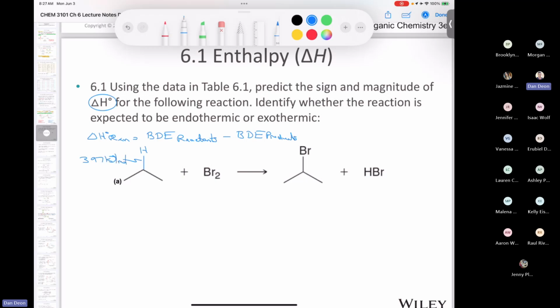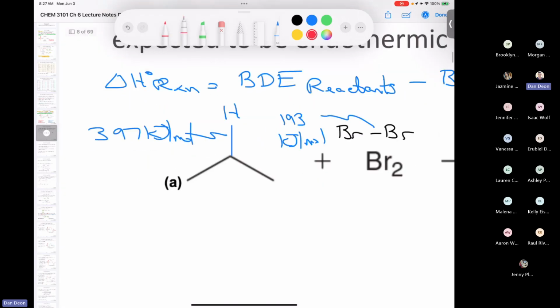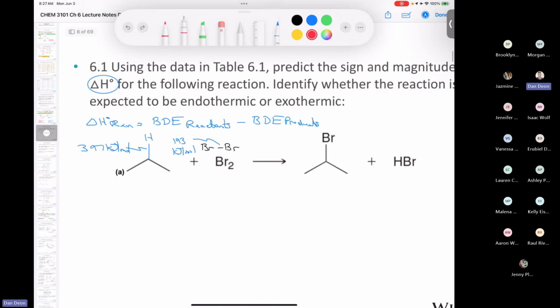And the other bond that's going to be broken is the bond between our 2 bromines, the bromine bond. And I looked that one up, and it is 193. So we'll put here 193 kilojoules per mole. And if you're looking at the propane and going, well, what about this bond? Well, that bond is not being broken. You can see that bond is perfectly intact, as are all the other bonds. So those are the 2 bonds that are broken.